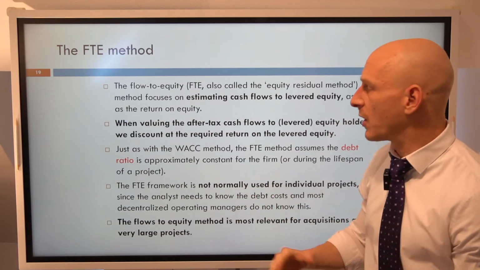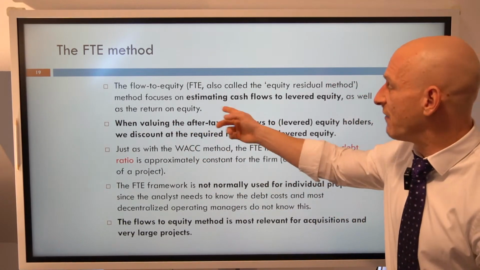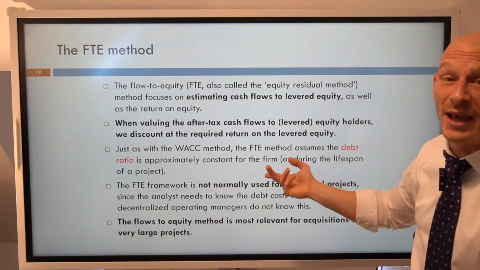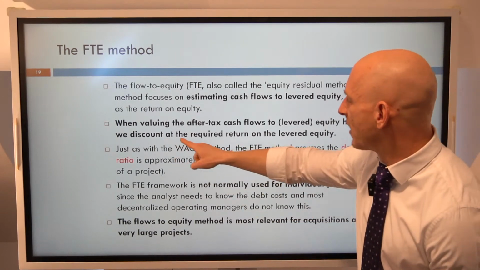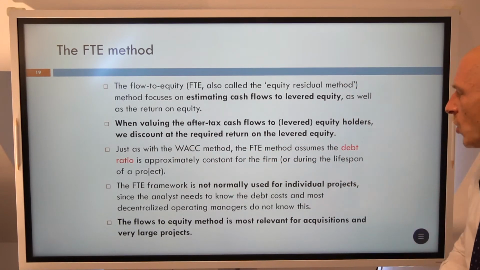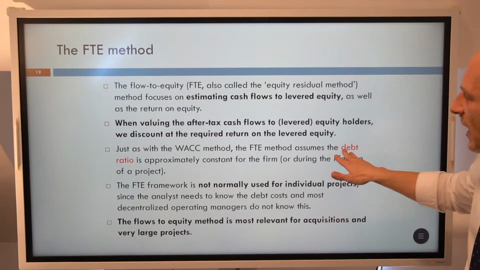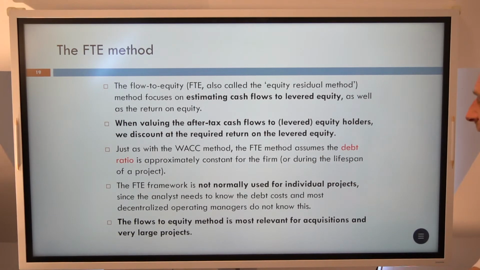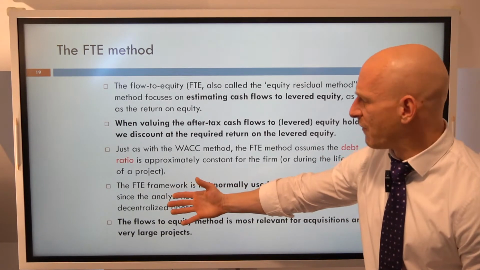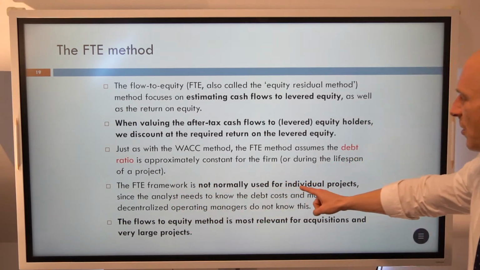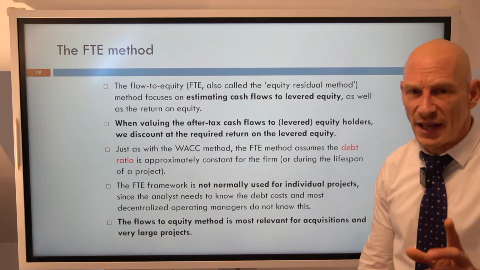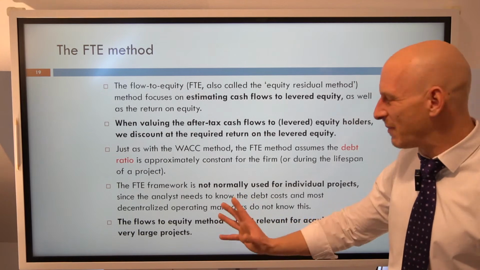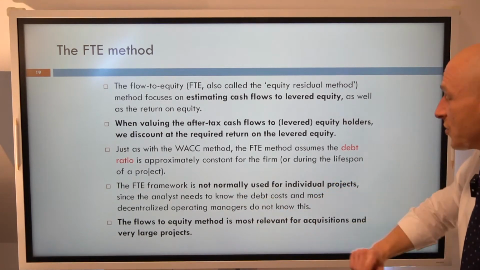Okay, how are we gonna do this? Well, when we are valuing the after-tax cash flow to levered equity, so that considers that we're not looking at an all-equity firm, we discount at the required return on levered equity. We are assuming a relatively constant debt ratio, okay. What else is relevant? Yeah, this is a bit of a disclaimer for the real world. This is not normally used for individual projects. And the reason for that is, if you're the analyst, you would need a lot of detailed information that typically you would not have. You need to know the cost of debt.